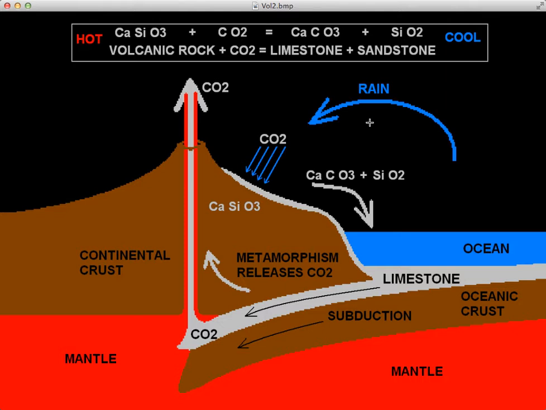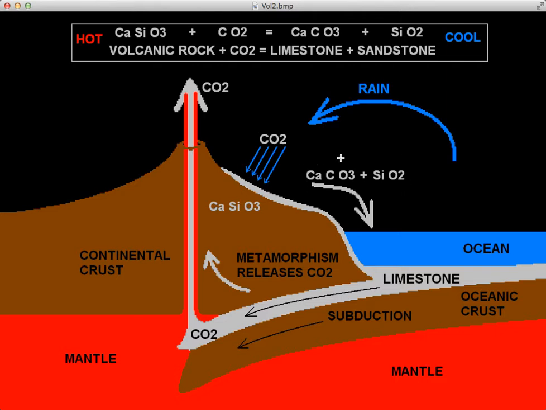Eventually it will be rained out, and when the carbon dioxide dissolves in the rain, it will form a very weak acid, and this weak acid is known as carbonic acid. This carbonic acid will react with the volcanic rock. When it reacts with the volcanic rock, it'll turn into calcium carbonate and silicon dioxide.